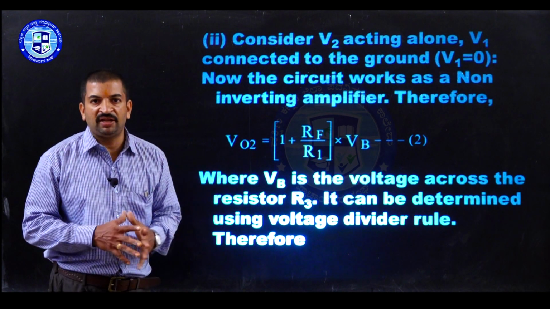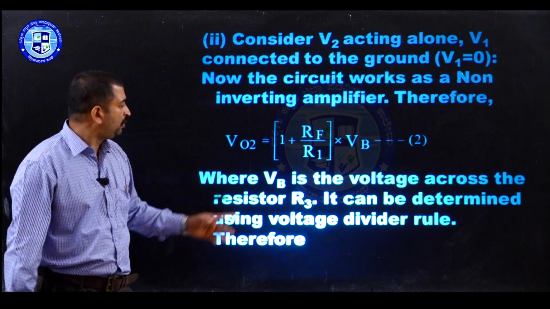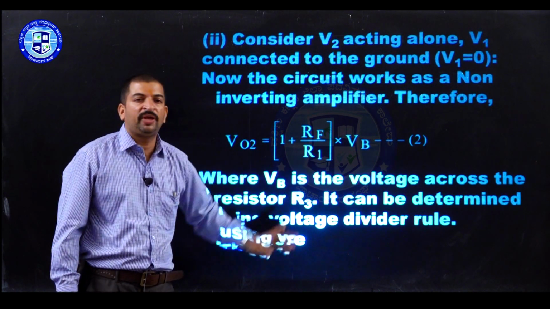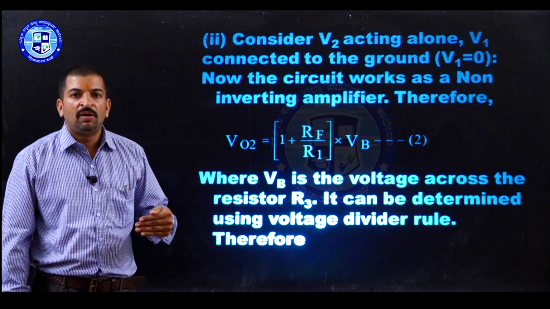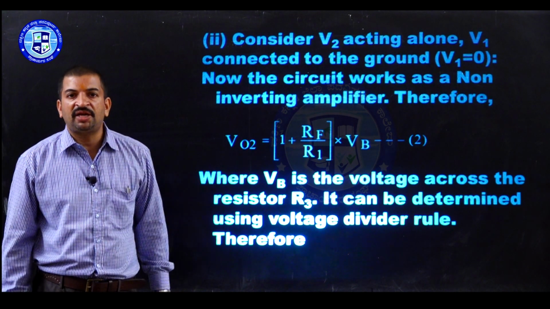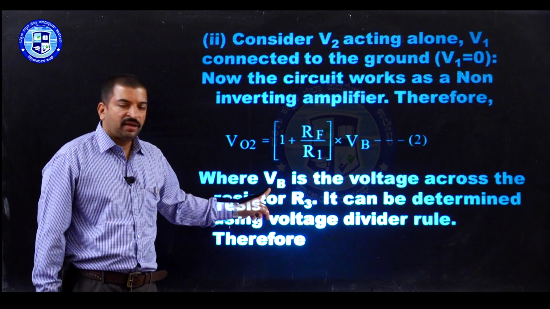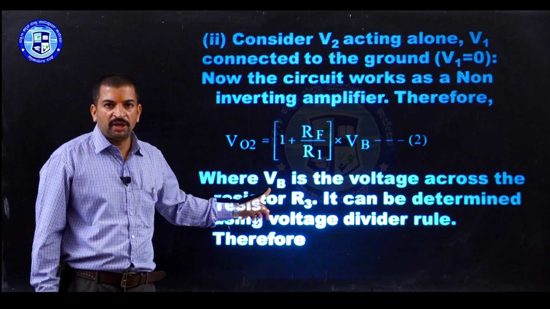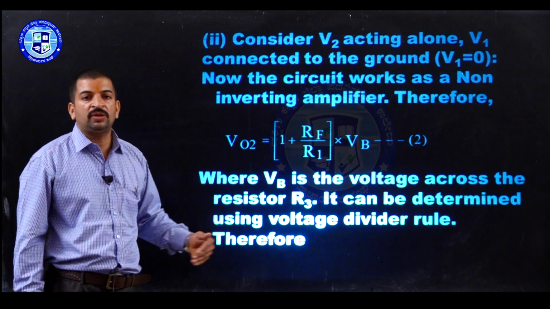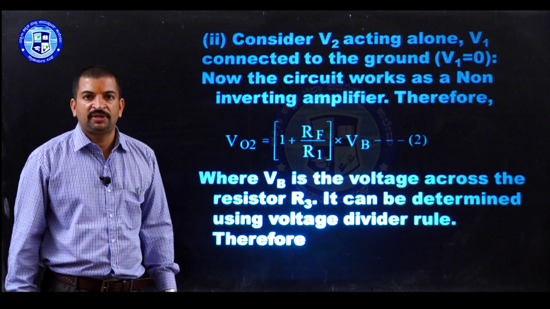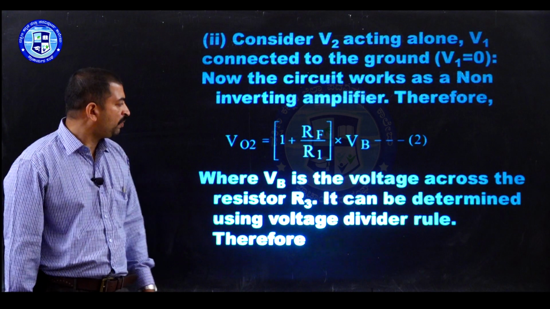Already we have determined the value VB. So VO2 equals 1 plus RF by R1 times VB, where VB is the voltage across the non-inverting input terminal. Now VB can be determined using the voltage divider rule. VB is equal to V2 times R3 divided by R2 plus R3. It can be determined using the voltage divider rule.